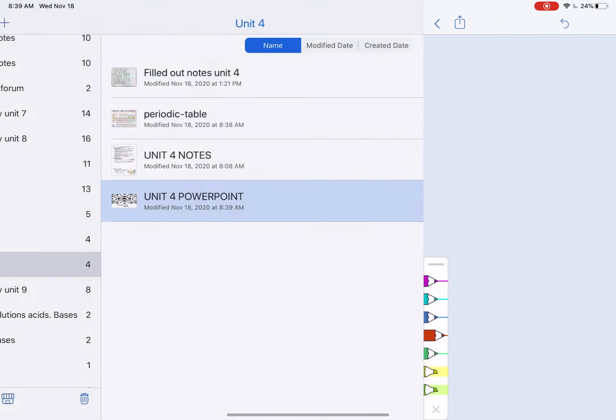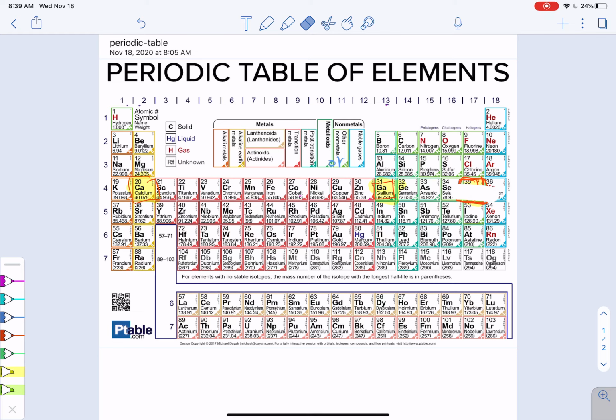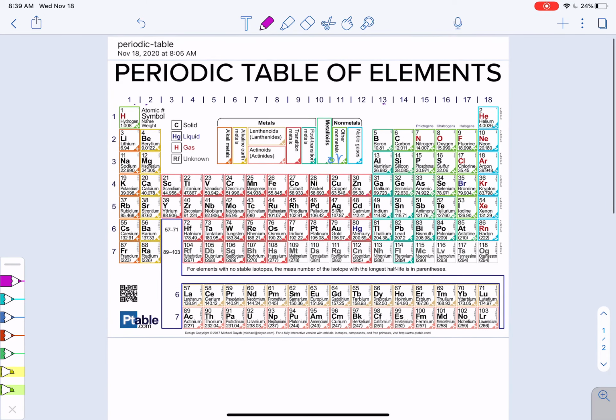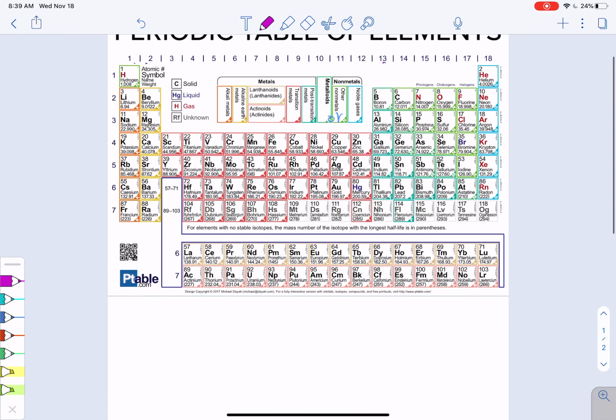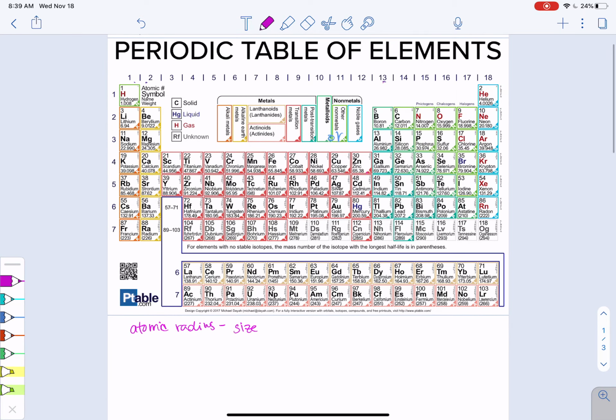Okay, so let's just go back to the periodic table and do a quick run through because I know you're probably confused at this point. Once you put all the trends on your periodic table, it does get a little bit simpler. So the first one that we talked about was atomic radius. And atomic radius was just the size, basically. So the atomic radius is one of the only ones that goes towards the bottom left. Okay, so that's atomic radius.